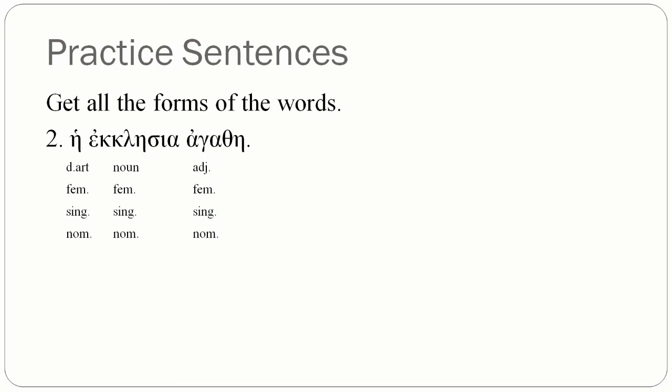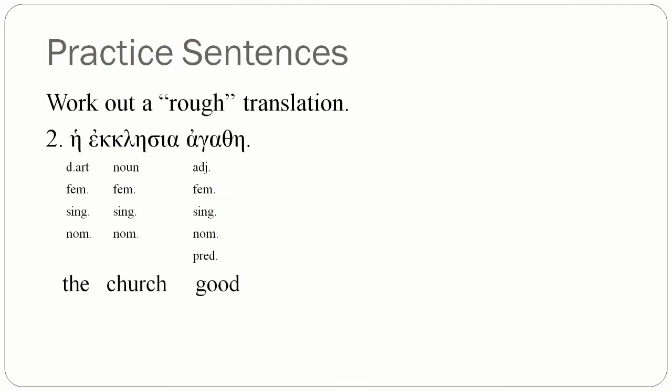Look at that adjective now, agathe, and how it is positioned in this phrase. The article and the noun are he ekklesia, so agathe is outside of that article-noun combination, which makes this a predicate adjective. Putting a rough translation on these, just kind of piecing out these words: he is definite article the. Ekklesia is a first declension noun that means church or assembly. And agathe is an adjective that means good.